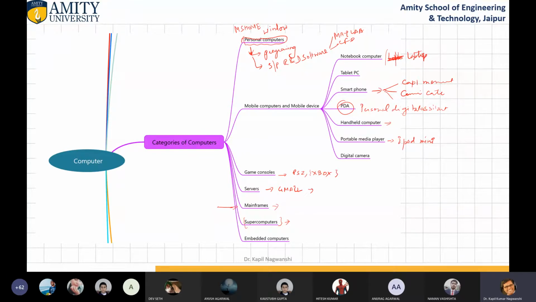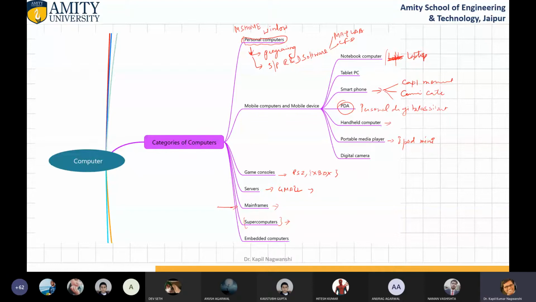Mainframe, so I had explained supercomputers, the power of n number of computers, like thousands of computers connected together to produce a dedicated result. Embedded computers are like a washing machine or your watch or television set, fans, smart fans, all the smart appliances embedded with some sort of computing power.